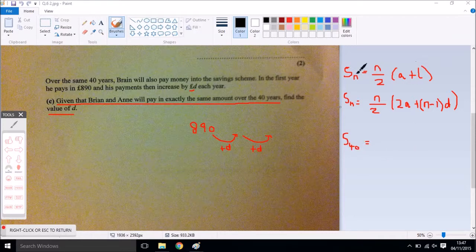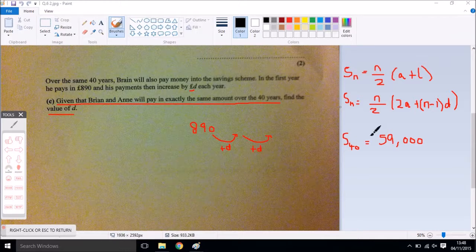You notice how the parts follow through. So you're using the answers in the previous parts to guide you on the latter parts as well. The answer to the previous question, I believe, was 59,000. Right, yeah, so that was 59,000. So S40, the sum to the first 40 terms of Brian's sequence, is also going to be 59,000 as well. Okay, so what we need to do is find d in this case.